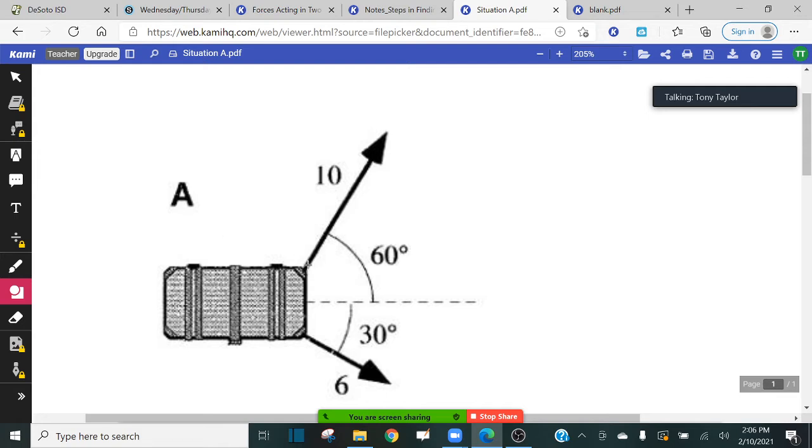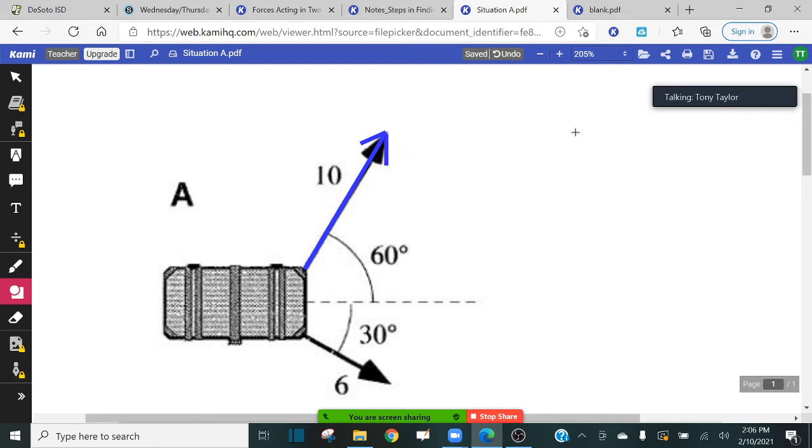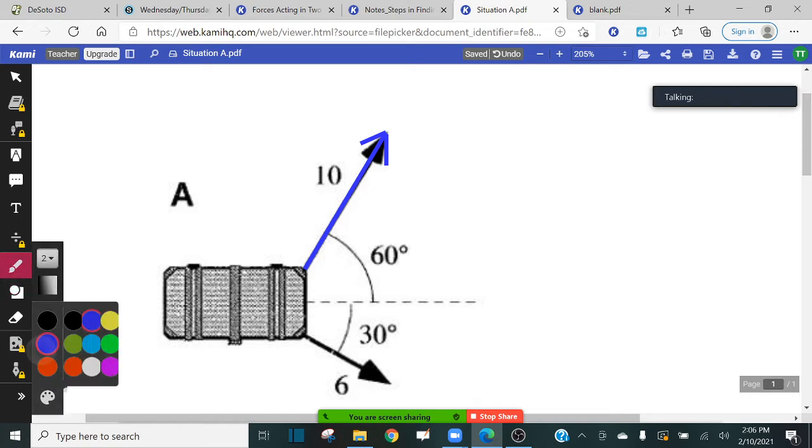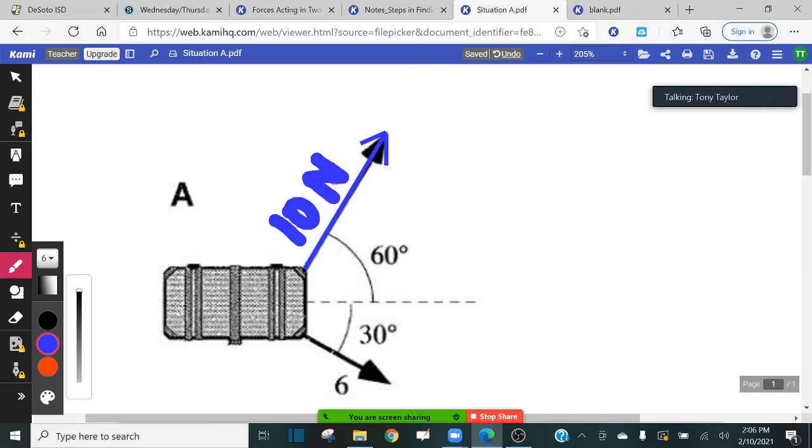So notice, guys, I have 2 forces acting on my treasure chest. I have one force that's acting like this in this direction. And guys, if you guys notice, that is a 10 Newton force. So this force here is clearly 10 newtons. So that's a 10 Newton force right there.